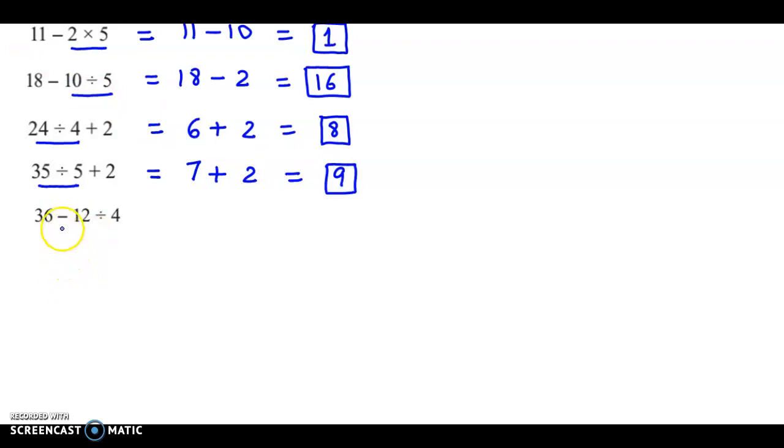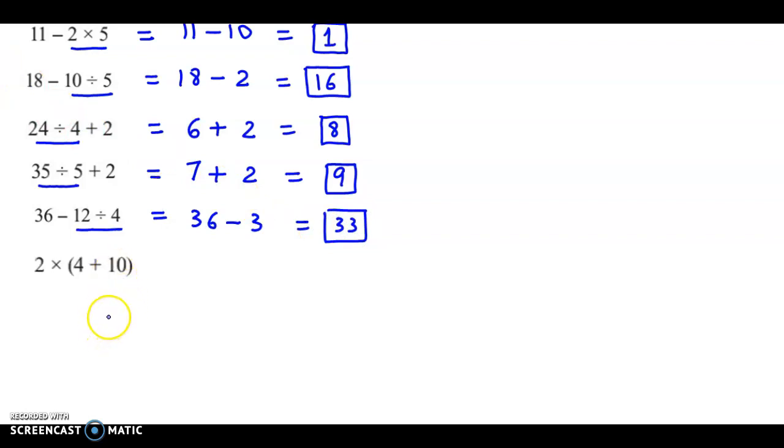Moving to the next question, we have 36 minus 12 divided by 4. So, again, we perform the division first. Now, 12 divided by 4 gives us 3. So, we have 36 minus 3 and the value out here is 33.